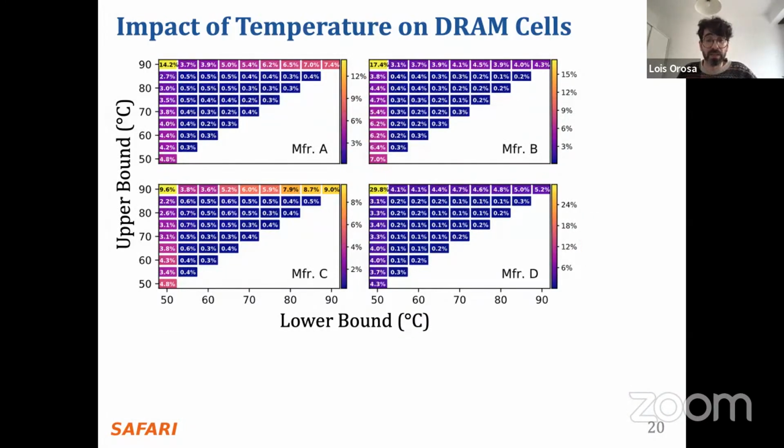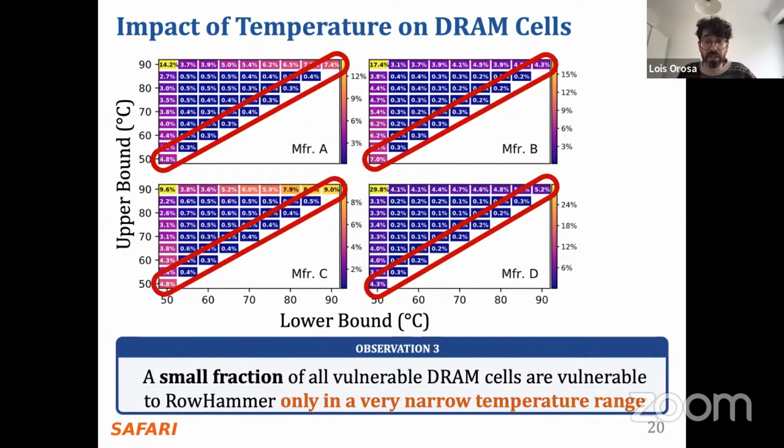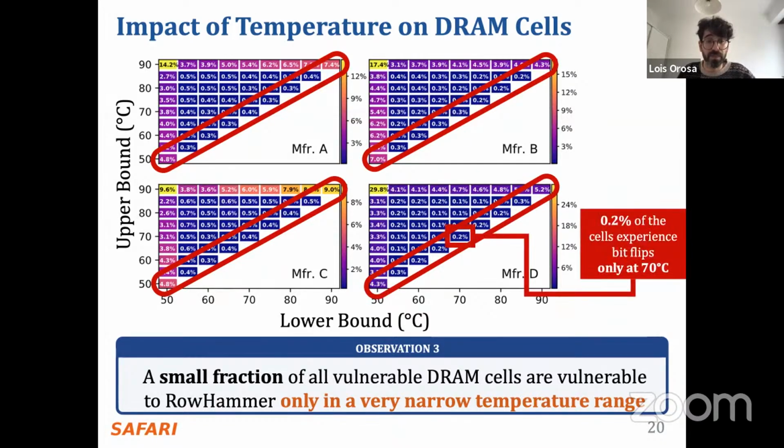Second, we observe that a small fraction of cells from all 4 manufacturers are vulnerable to RowHammer only in a very narrow temperature range. For example, 0.2% of the cells from manufacturer D experience bit flips only at 70 degrees Celsius.